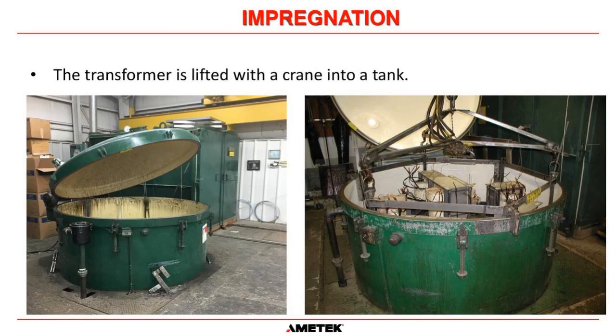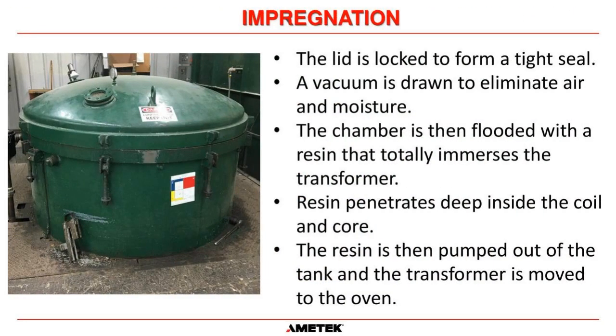So we take the transformer once it's tested and put it in a tank, which you see here. And this tank goes down in the floor about 10 feet or so. It's pretty deep. We drop the transformer at the bottom of the tank, and then pull the lid closed. And if there's any nuclear people here, this almost looks like a containment building right here. But we lock the lid down and pull a vacuum inside the tank, and that eliminates air and any moisture. Then the chamber is flooded with the resin and totally immerses the transformer. The transformer will sit then in the resin while it penetrates deep inside the coil and the core. After it's penetrated, we've had enough time there, the resin is then pumped out of the tank and the transformer is moved to an oven.